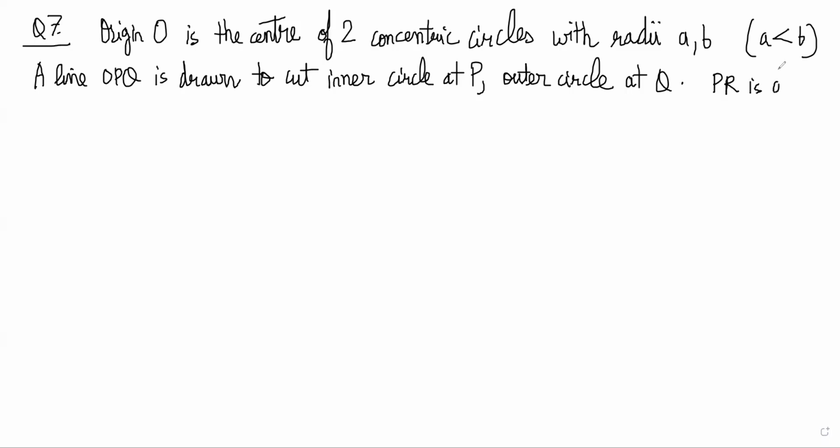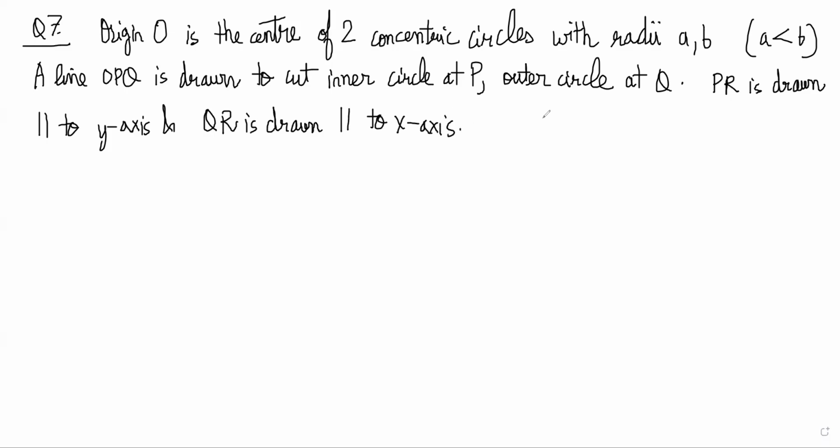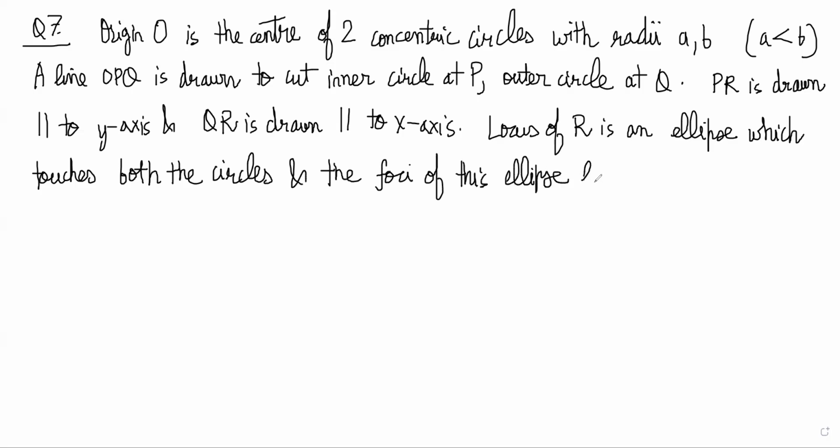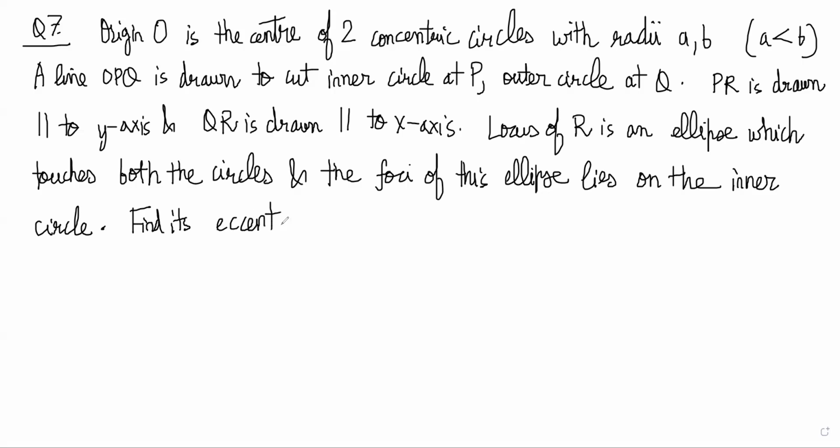Now PR is drawn parallel to the y-axis and QR is drawn parallel to the x-axis. The locus of R is an ellipse which touches both the circles, and the foci of this ellipse lie on the inner circle. Find its eccentricity. That is the question.